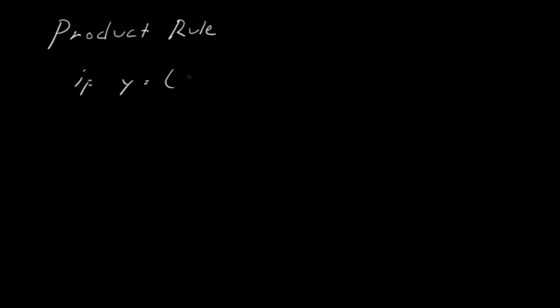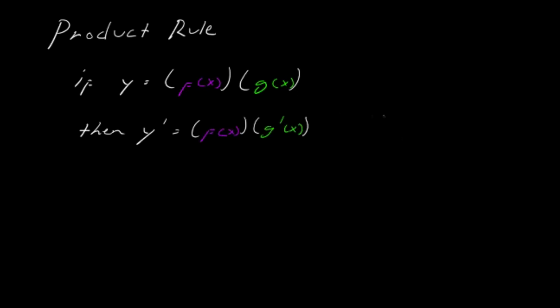Number 3 is the product rule. If y is equal to f of x times g of x, then y prime is equal to f of x times g prime of x plus g of x times f prime of x.